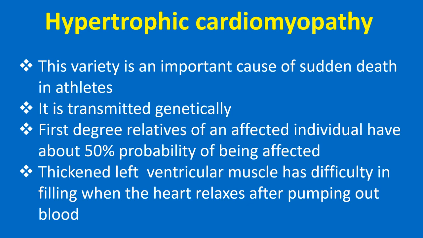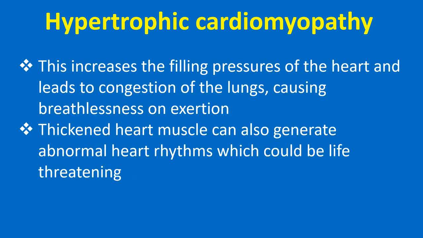It is transmitted genetically. First-degree relatives of an affected individual have about 50% probability of being affected. Thickened left ventricular muscle has difficulty in filling when the heart relaxes after pumping out blood. This increases the filling pressures of the heart and leads to congestion of the lungs, causing breathlessness on exertion. Thickened heart muscle can also generate abnormal heart rhythms which could be life-threatening.